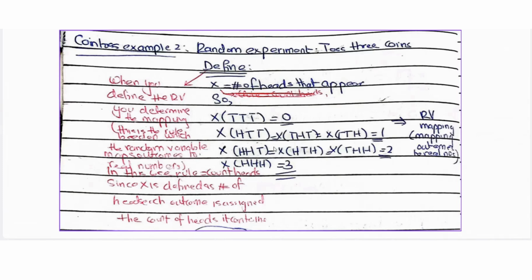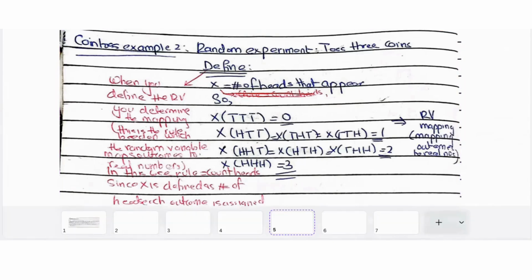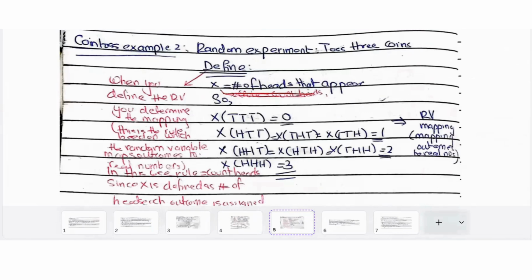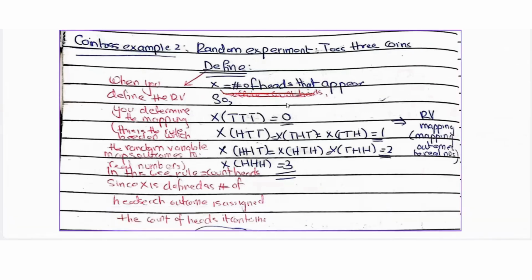So remember, whenever you define the random variable, you determine the mapping. This is the rule based upon which we are going to map our outcomes in the sample space to real numbers. In the previous example, we defined it in such a way that we said map head to 0, tail to 1. So this was a rule based upon which we were assigning the mapping. Here, we defined it as the number of heads. So this is the rule based upon which it's going to map.